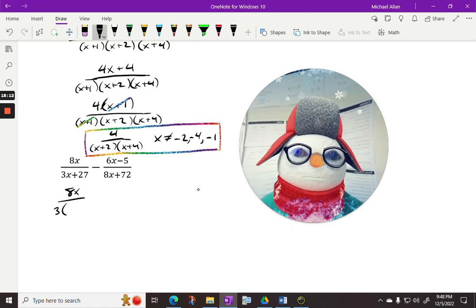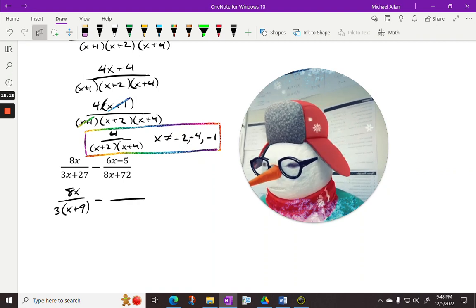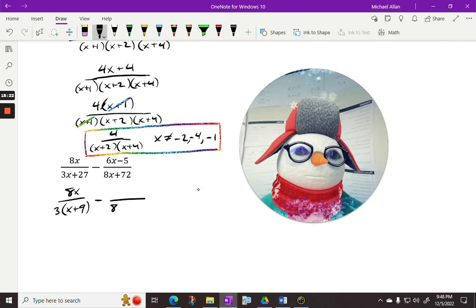Yeah, so let's divide out the 3. All right. Then on the other side, I'm going to divide out my 8 as well. So 8 here, x plus 9.